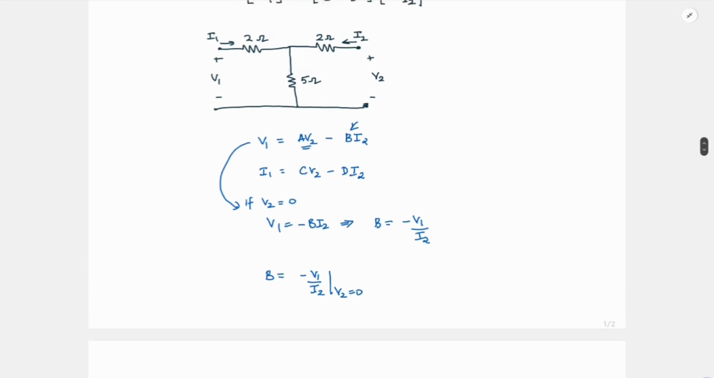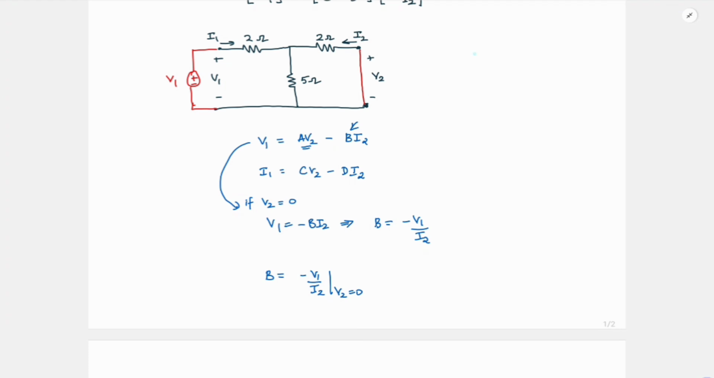If you go back to the two-port network, how will you find it? You connect some V1 here, and your V2 should be 0. It means that this is short circuited. So with this circuit, you find what is I2. Then you take the ratio of V1 by I2 and invert it, with a minus sign. That will be your B.